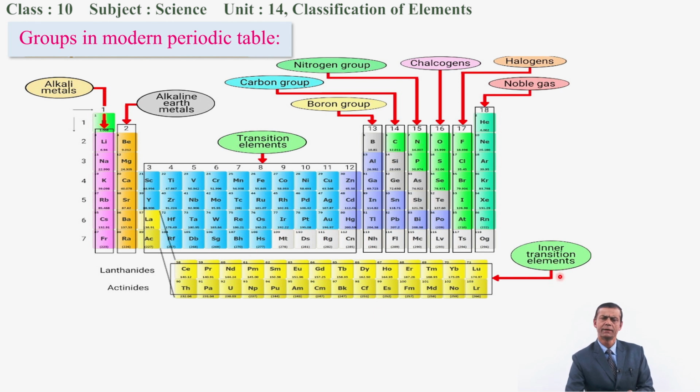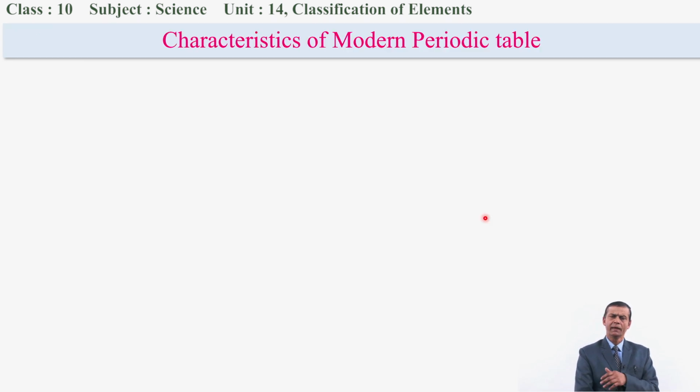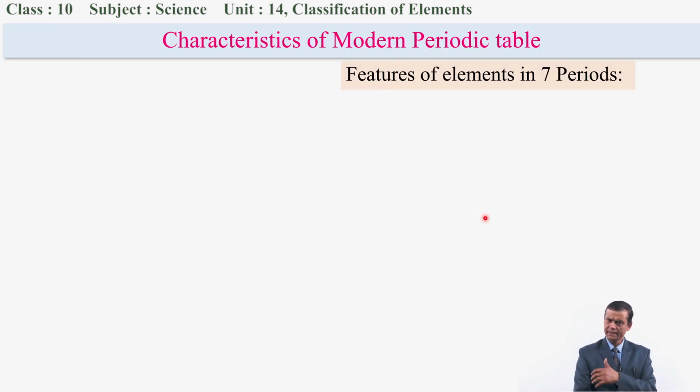Here is another group, where inner transition elements are placed. The first series is called lanthanides, the second series is called actinides, like this. So, in the modern periodic table, groups and periods are given. Here are altogether 7 periods. Look at here, horizontal rows are the periods. And about the characteristics of the modern periodic table, let's discuss the features of the periods.